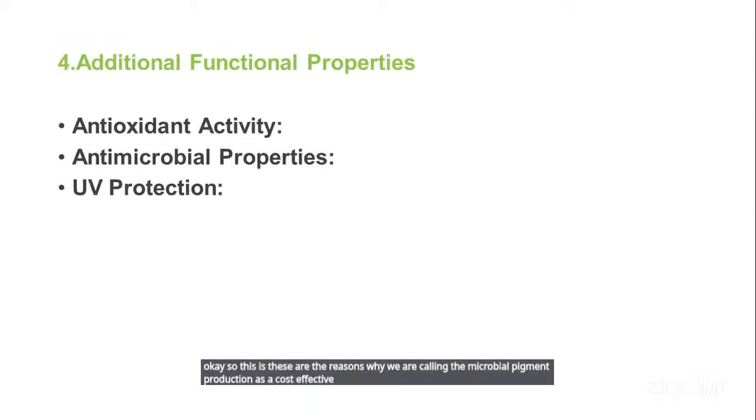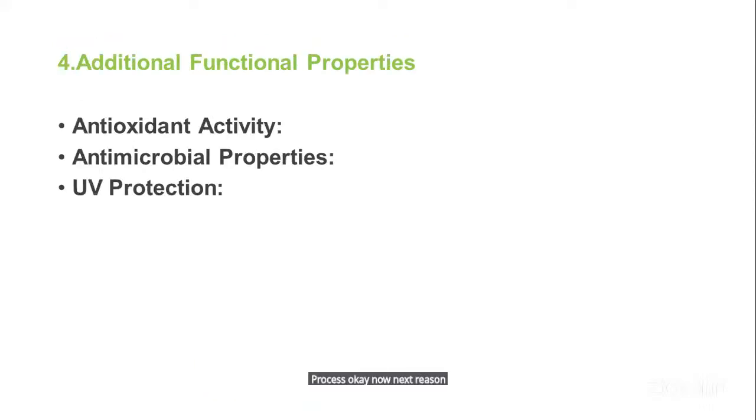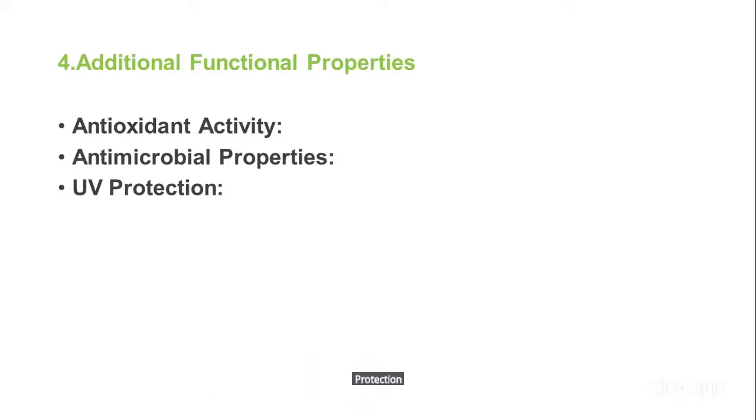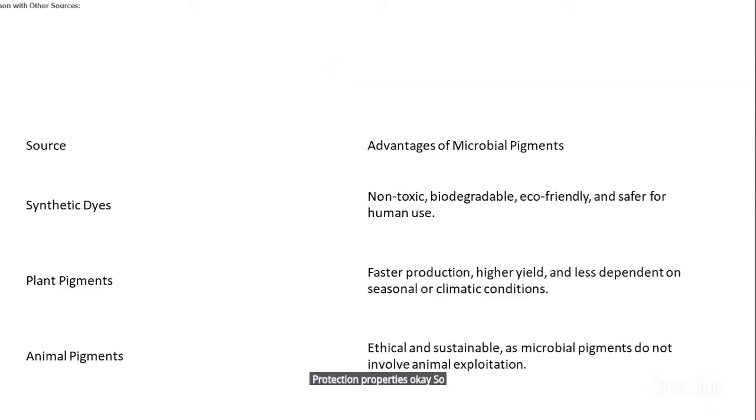Okay, now next reason or next benefit of this microbial pigment production is that they possess additional functional properties. Many microbes possess antioxidant activity. Then some microbes also possess antimicrobial properties, protection properties. Okay, so this is the fourth benefit.